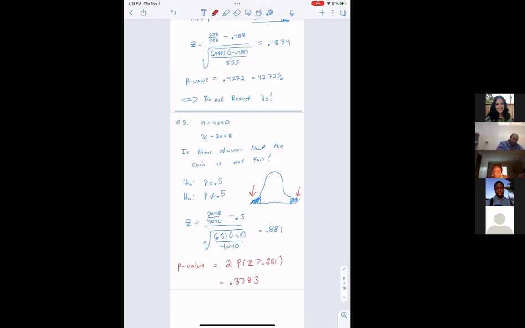If I go directly to the calculator and have it do a one proportion z-test of 0.5, 2048, 4040 with not equal to, what p-value does it give me? 0.37829. Exactly the same, 0.3783, because the calculator knows that if it's two-sided, it's going to double your p-value. So what is my conclusion with a p-value of 0.3783? You do not reject the null hypothesis. In other words, there is not enough evidence to suggest that this coin is not fair.